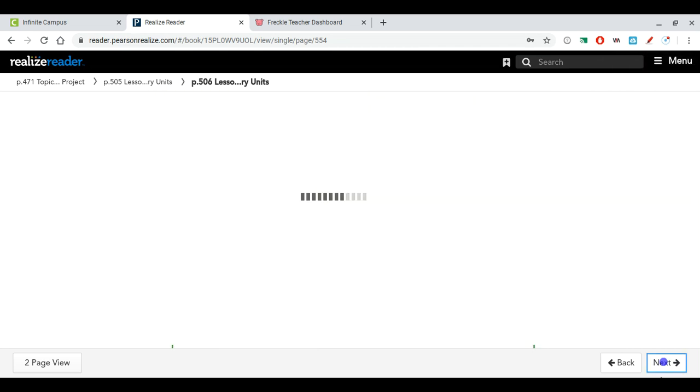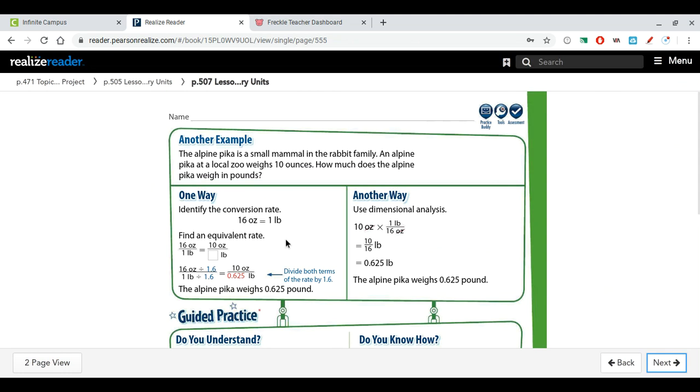All right. So moving into your guided practice, let's take a look at another example. The alpine pika is a small mammal found in the rabbit family. An alpine pika at a local zoo weighs 10 ounces. How much does it weigh in pounds? So here's the conversion rate: 16 ounces equals 1 pound. So if I do the conversion factor, notice that pounds is on top, ounces is on the bottom. They rewrite it as 10/16 of a pound, and then they converted it into decimals.